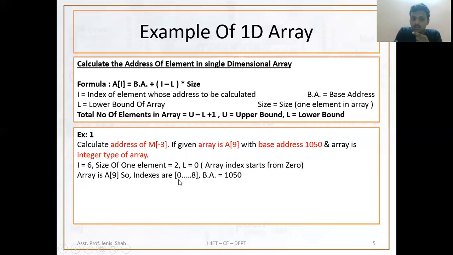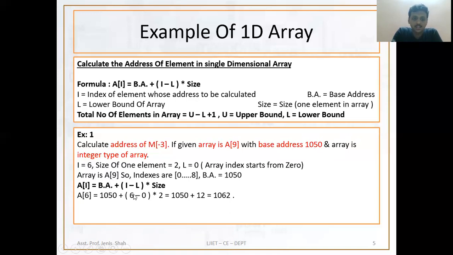So what is the lower bound? 0. The first index is known as the lower bound of the array. 0 is the lower bound. Now BA. BA stands for base address. Now put the formula. A of I is equal to BA plus (I minus L) multiplied by size. I is 6 because we want to find the address of A of 6. Is equal to base address 1050. Please read the question very carefully. The base address is already given, 1050.